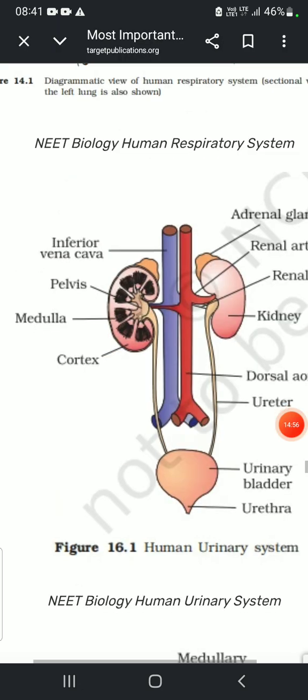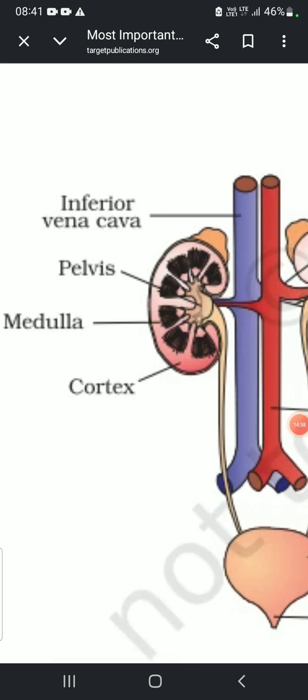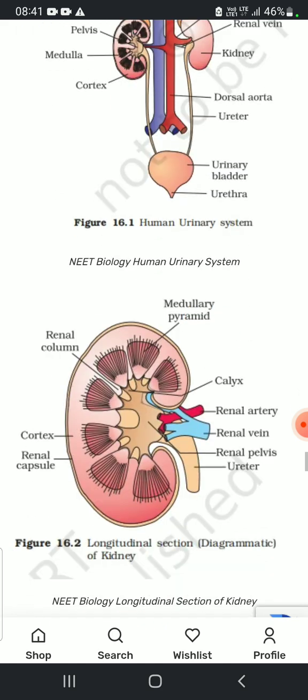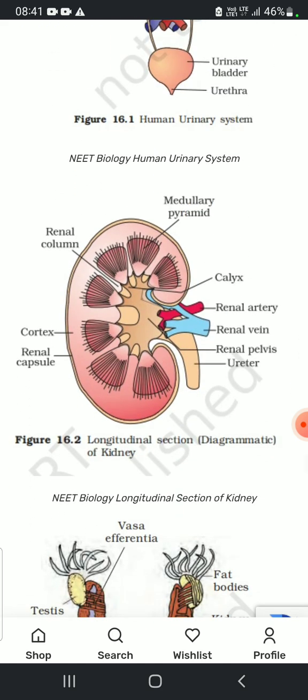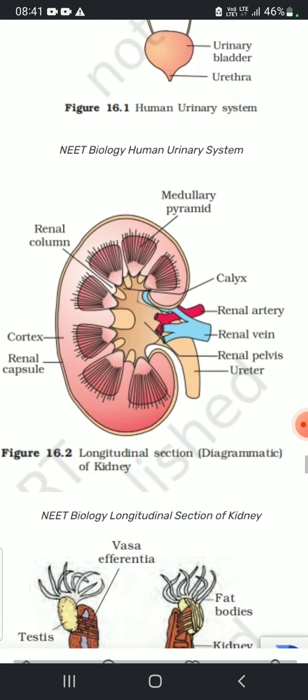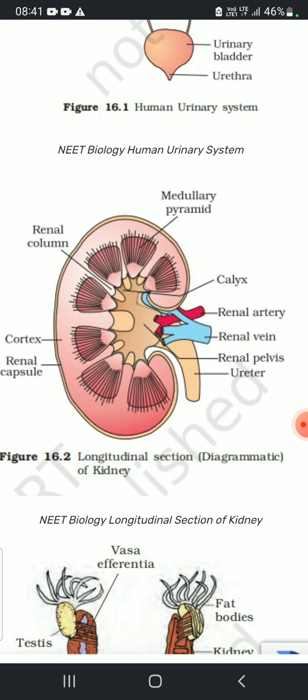On the left side we can see the inside structure of kidney, we can see the pelvis is present, then medulla is present on the inner side, outer side cortex is present. Next, longitudinal section of kidney, we have the medullary pyramids, we have calyx, then we have renal columns.